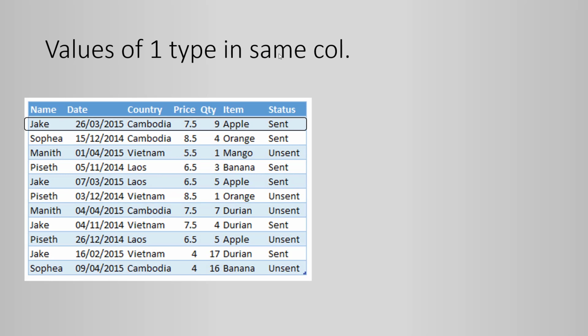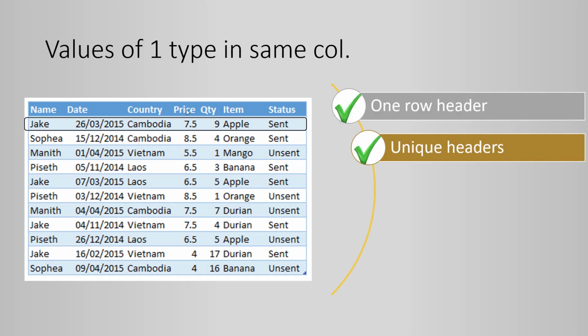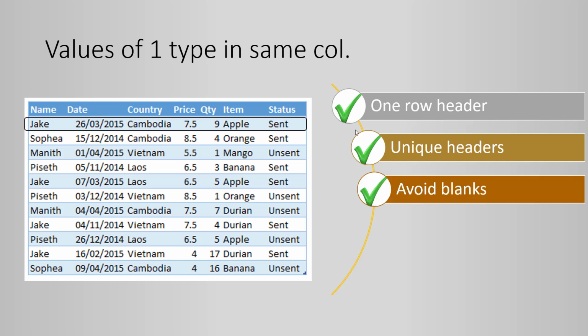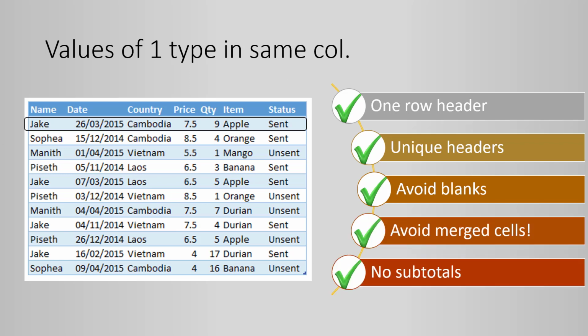What's the better way to set it up? Try to have values of one type in the same column, one row for headers, unique header names, as I showed you in the last examples. Avoid blanks inside the table, but blanks, use them strategically around the tables. Avoid merge cells, as I showed you, and subtotals can be an issue as well when you need to do analysis, because there's a lot of double counting that leads to errors, and some features like pivot tables really don't work well with them.